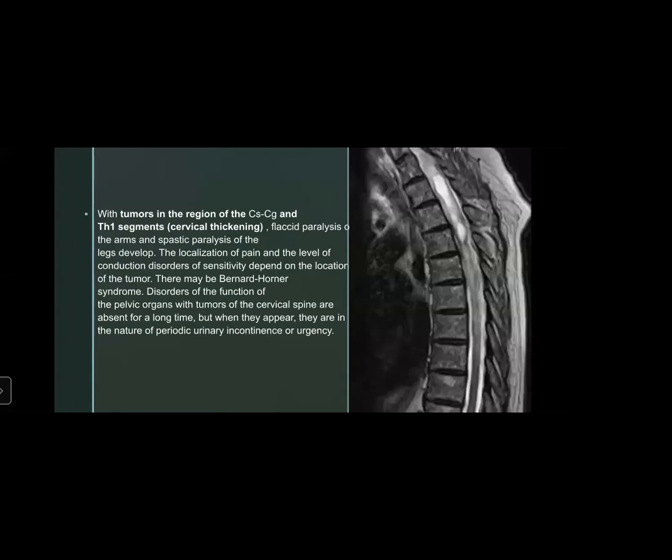With tumors in the region of the cervical and first thoracic vertebral segments, flaccid paralysis of the arms and spastic paralysis of the legs develop. The localization of pain and the level of conduction disorders of sensitivity depend on the location of the tumor. There may be Bernard-Horner syndrome. Disorders of the function of the pelvic organs with tumors of the cervical spine are absent for a long time, but when they appear, they are in the nature of periodic urinary incontinence or urgency.